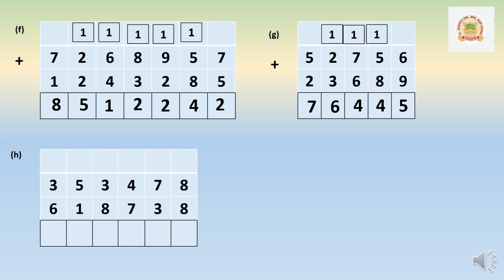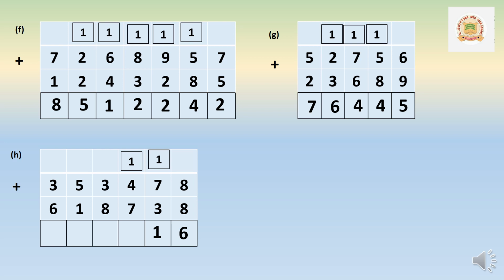So ones place. We are having 8. What is the question given? 3,53,478 will be added to 6,18,738. So addition should begin with ones place. 8 plus 8, 16. 6 will be in the ones place, 1 will be carried here. 1 plus 7 is 8. 8 plus 3 is how much? 8 plus 3 is 11. Carry 1. You write down the 1 also.